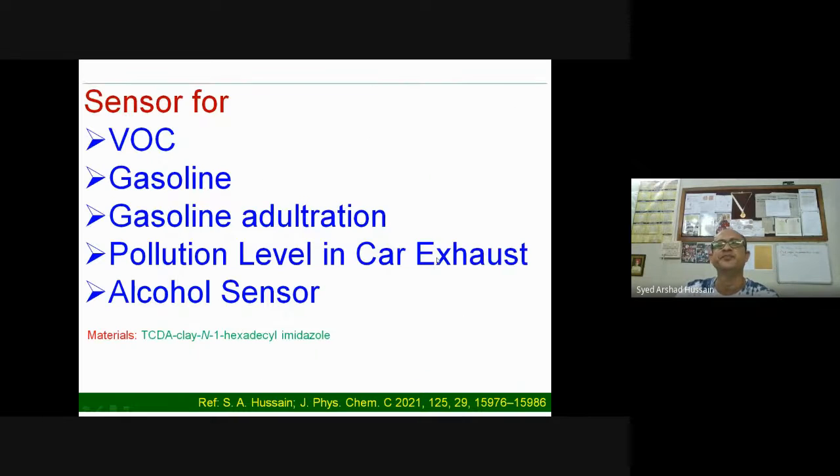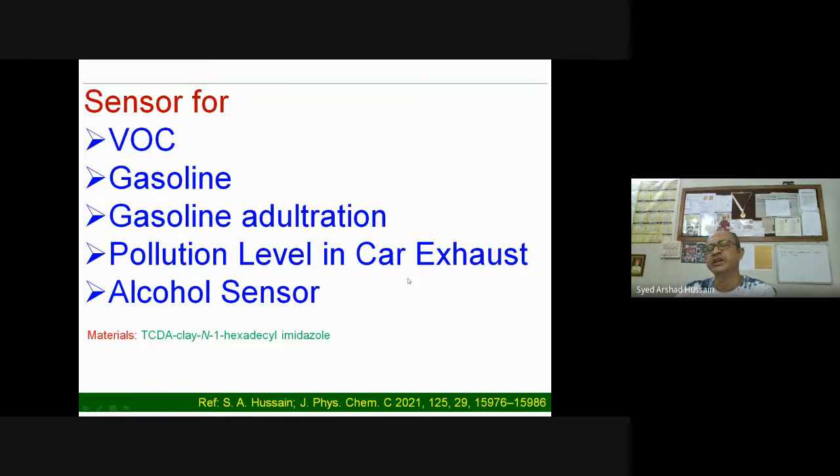So it's already published. Then we designed some sensors for volatile organic compounds and gasoline adulteration. You know nowadays the cost of gasoline, petrol, is very high. So sometimes people mix kerosene with it to make a profit. So we designed a sensor. It's like litmus paper. If you put it in gasoline and in gasoline mixed with kerosene, it can differentiate these two by changing to different colors, and one can have an idea to quantify also. Okay, and we already have a patent also for this kind of colorimetric sensor. Then we designed a sensor to have an idea about the pollution level in car exhaust.